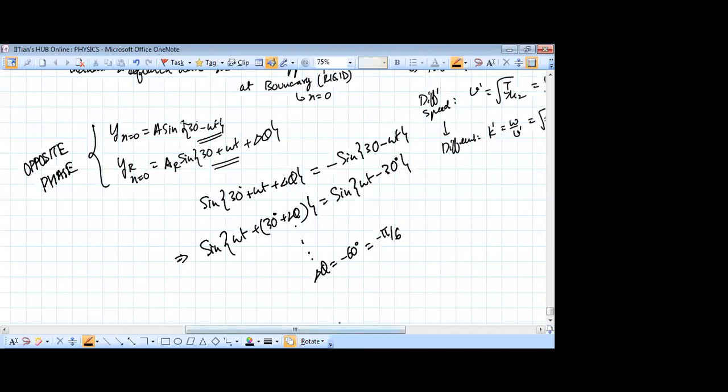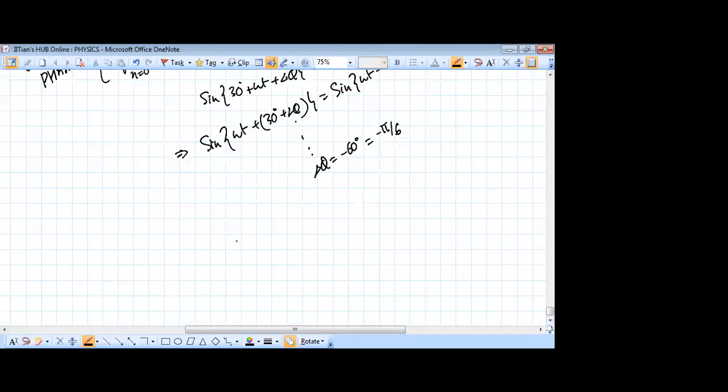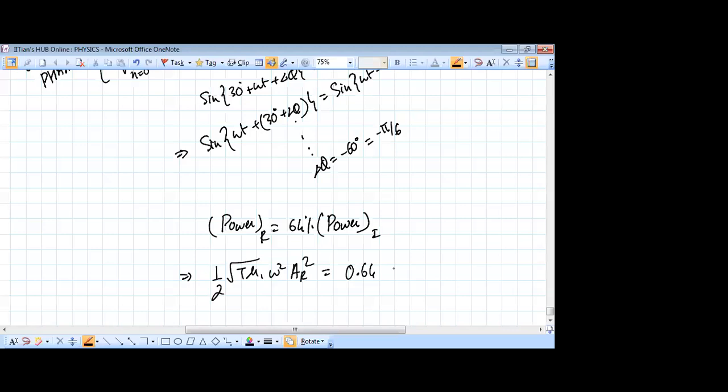Okay, so that's one thing. And the second thing is that it is also given to us that the power of the reflected wave is 64% of the power of the incident wave. The power of the reflected wave will become half square root p mu1 omega square into e reflected square. That should be 0.64 times the same thing, half square root p mu, only difference is amplitude is t. So you get the simple relation that this amplitude square should be 0.64 times this amplitude square. So amplitude being a quantity which only has modulus, no sign, this should be 0.8.